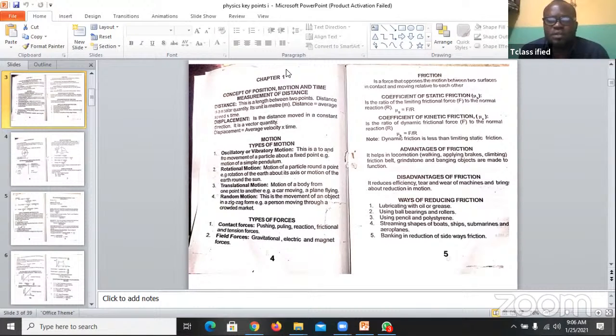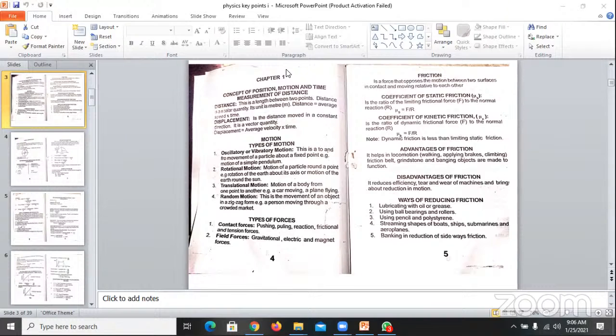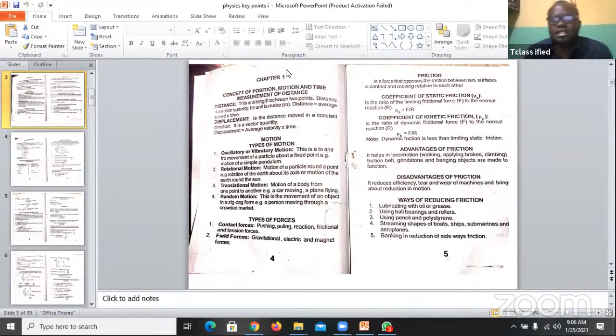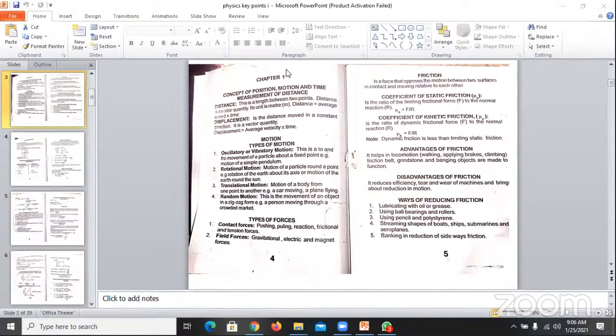And we can also define the coefficient of kinetic friction, which is the ratio of the dynamic frictional force F to the normal reactional force R. Now, you could be asked, what are the advantages of friction? This friction that opposes motion, is it advantageous or is it something that is totally wrong to be happening?